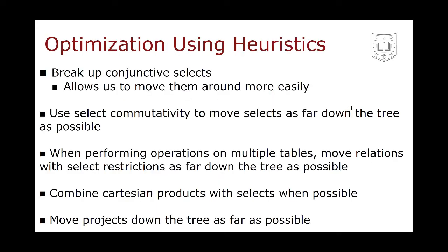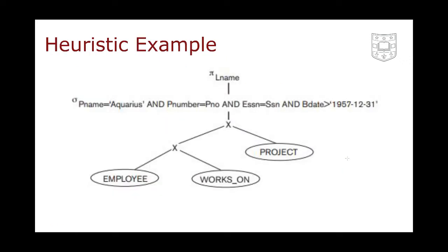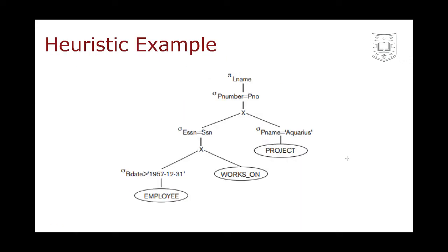So then the next step of our heuristic says, when performing operations on multiple tables, I'm going to move the relations with select restrictions as far down the tree as possible. So if I'm looking at this, I've got three tables. Two of my three tables have select restrictions on them. The employee table has a select applied to it. The project table has a selection applied to it as well. I want those to be as far down the tree as possible. And so employee is already as far down the tree as it possibly can, but project is not.